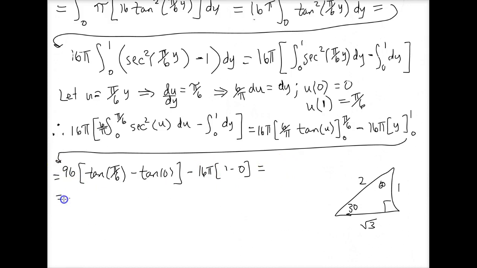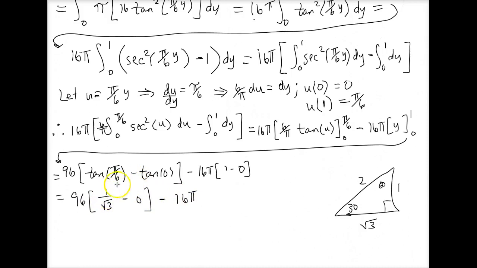So I'll put the equal sign here, 1 here, and erase this. And so that would be 1 divided by root 3. And tangent of 0 is 0. And of course, here we just have 16 pi.